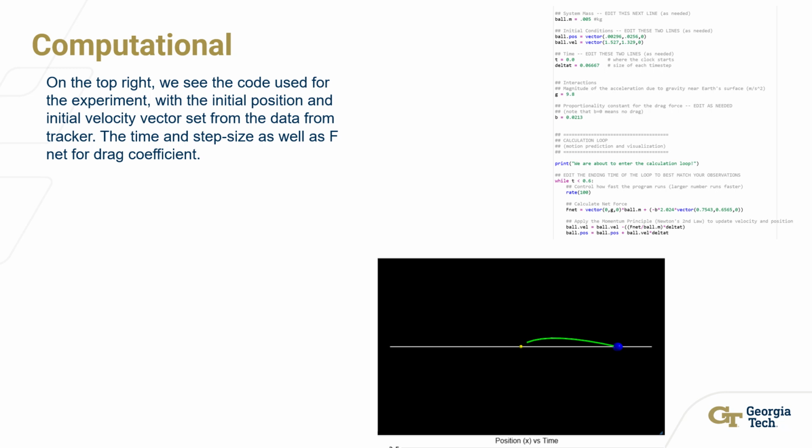0 for the one with no drag force, and we plug that into the equation of F net, which equals the vector of gravity times the ball's mass, which is the force of gravity, subtracted by the F of drag equation. And for this experiment, we set the drag coefficient to 0.0213, and on the bottom we see the model generated.